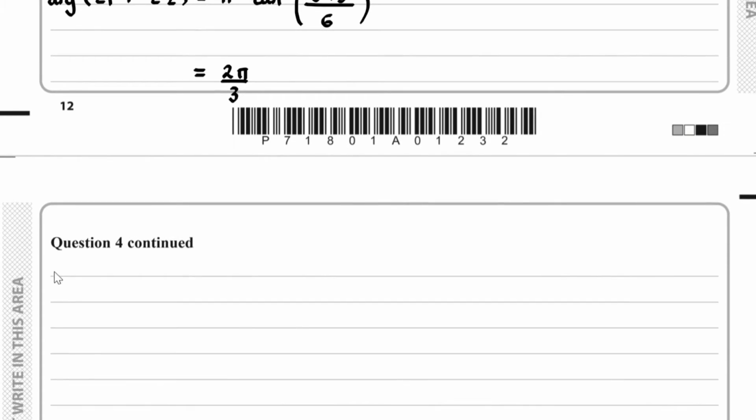And so what we can conclude from this then is z1 plus z2 equals 12 e to the 2 pi i over 3. And that is exactly what we wanted to show.